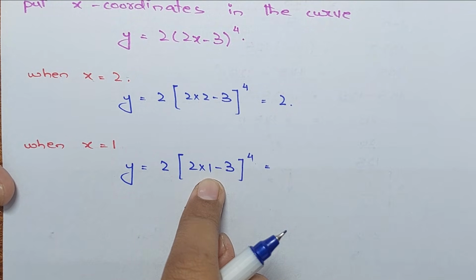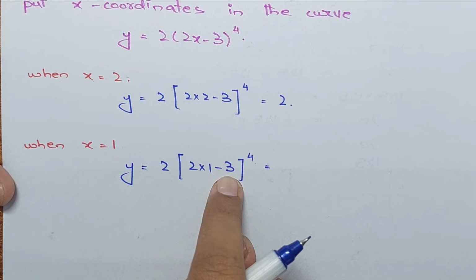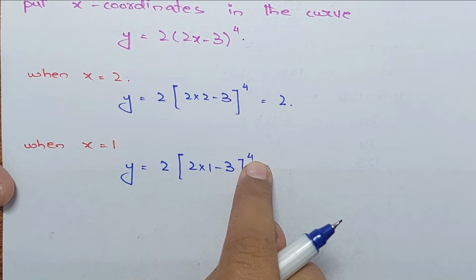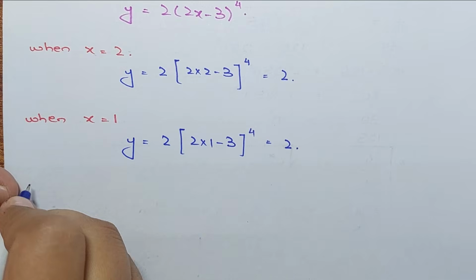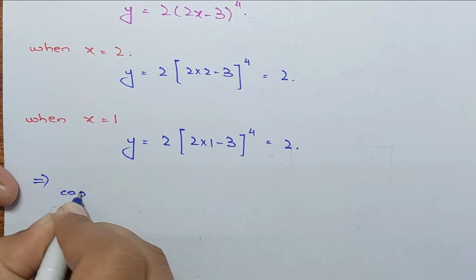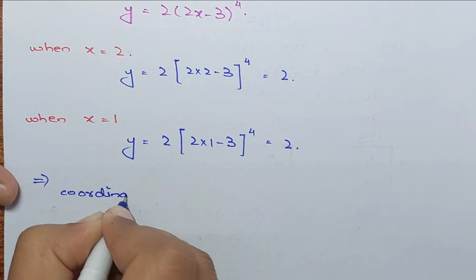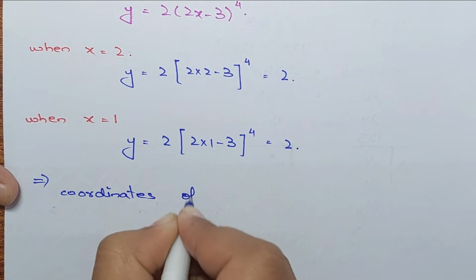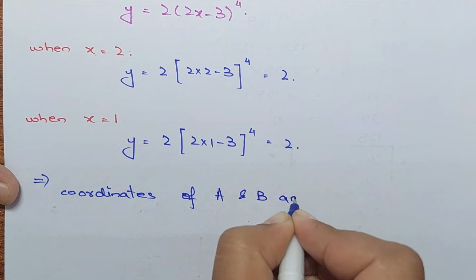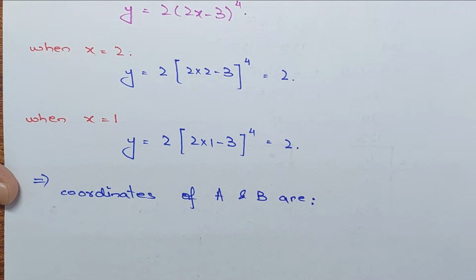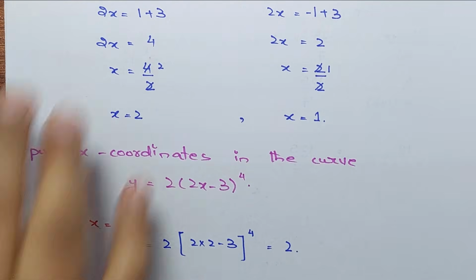2 times 1 is 2, and from 2 take away 3 is negative 1. Negative 1 to an even power is positive 1, so it's just 2. So the y coordinates are 2. This implies we need to figure out the coordinates of A and B.